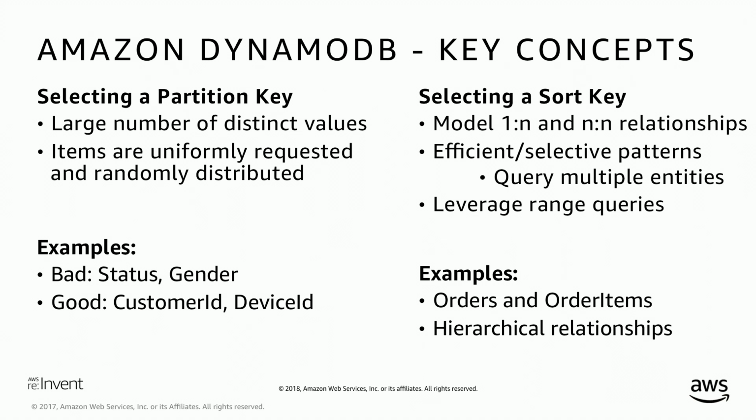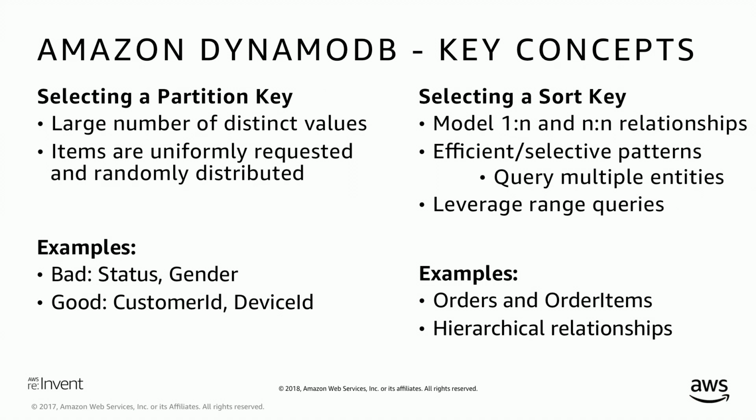The bad examples would be things like status, gender, right? Binary, true, false. Oh boy, that's terrible, because now all of a sudden I'm limiting the number of storage nodes that can participate in the query workload, right? If there's only 2 partition keys, then there's only 2 potential storage nodes. So the size and scale of your data is going to be a real problem.